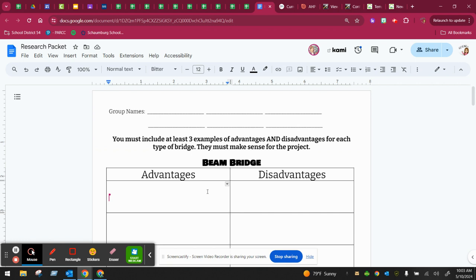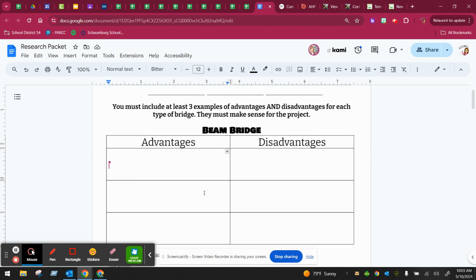Remember, my rule is all students in a group are working on the same bridge at the same time. So everybody in your group is going to be starting with Beam Bridge. For the Beam Bridge, you are going to research and find 3 examples of advantages and disadvantages.